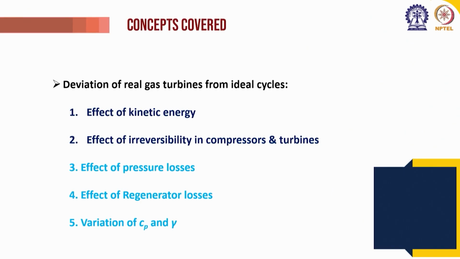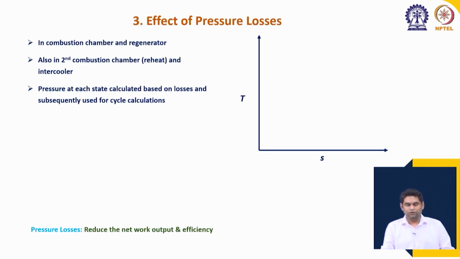So, the concepts which will be covered, as I have briefly explained: we have already covered the deviations due to the effect of kinetic energy and the effect of irreversibility. Today, we will cover the effect of pressure losses, the effect of regenerator losses, and we will discuss the effect of variation of Cp and gamma. Let us start with the effect of pressure losses.